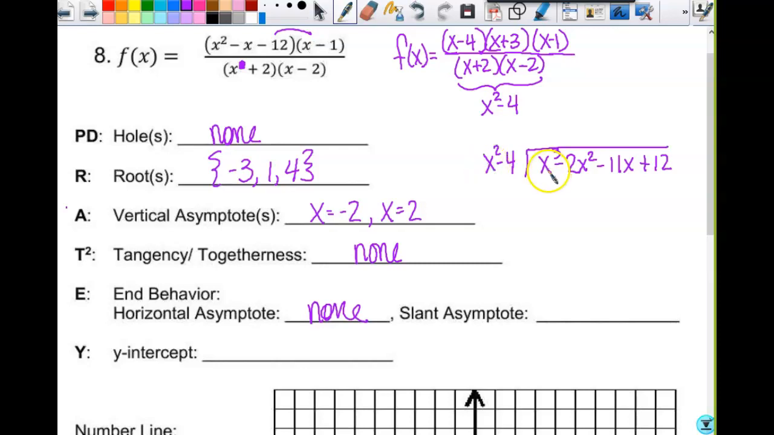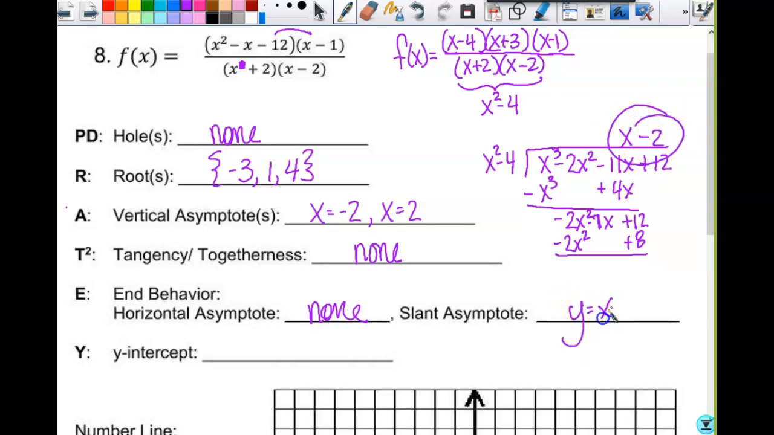X squared goes into x cubed, x times. This gives me x cubed minus 4x, so it's got to go over here. Change my signs. So I bring down this negative 2x squared, and then this becomes minus 7x, and then plus 12. So x squared goes into negative 2x squared, negative 2 times. So negative 2x squared plus 8. And then that's going to give me a remainder. I don't even care what it is because I'm not using my remainder. This is what I need. Y equals x minus 2.